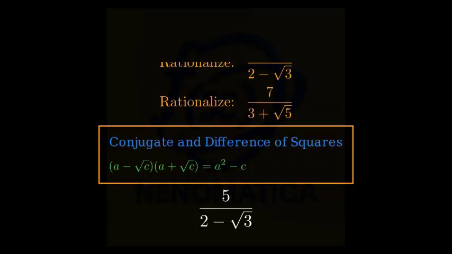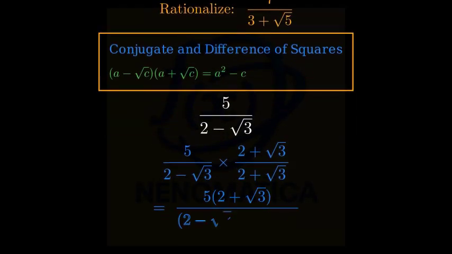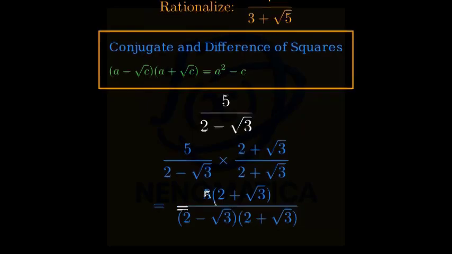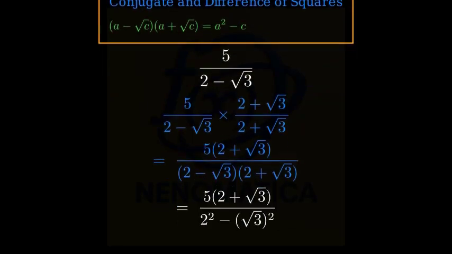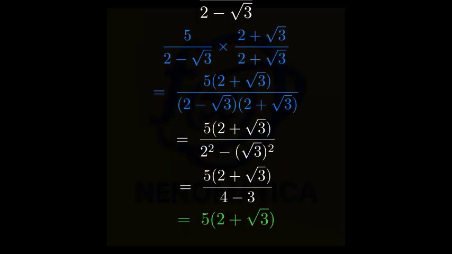Now, follow the algorithm for the first fraction. Start with 5 over 2 minus root 3. Multiply by the conjugate 2 plus root 3 over itself. Keep the numerator grouped as 5 times parenthesis 2 plus root 3. The denominator becomes 2 squared minus 3. That is 4 minus 3, which equals 1. So the result is 5 times 2 plus root 3.